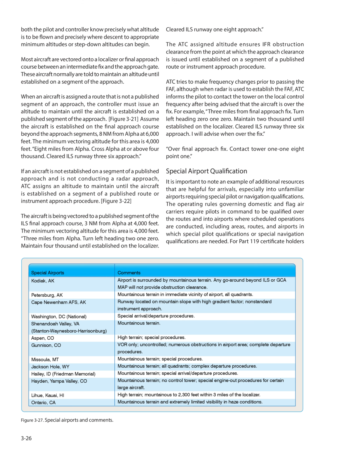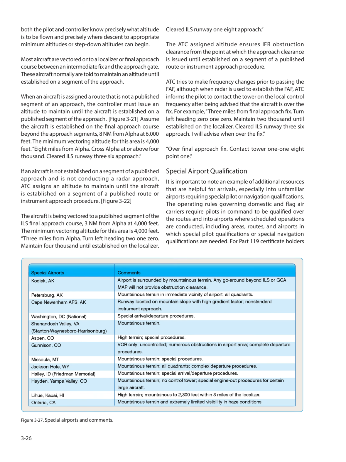The ATC assigned altitude ensures IFR obstruction clearance from the point at which the approach clearance is issued until established on a segment of a published route or instrument approach procedure. ATC tries to make frequency changes prior to passing the FAF, although when radar is used to establish the FAF, ATC informs the pilot to contact the tower on the local control frequency after being advised that the aircraft is over the fix. For example: "3 miles from final approach fix. Turn left heading 010. Maintain 2,000 until established on the localizer. Cleared ILS runway 36 approach. I will advise when over the fix." "Over final approach fix. Contact tower 118.1."